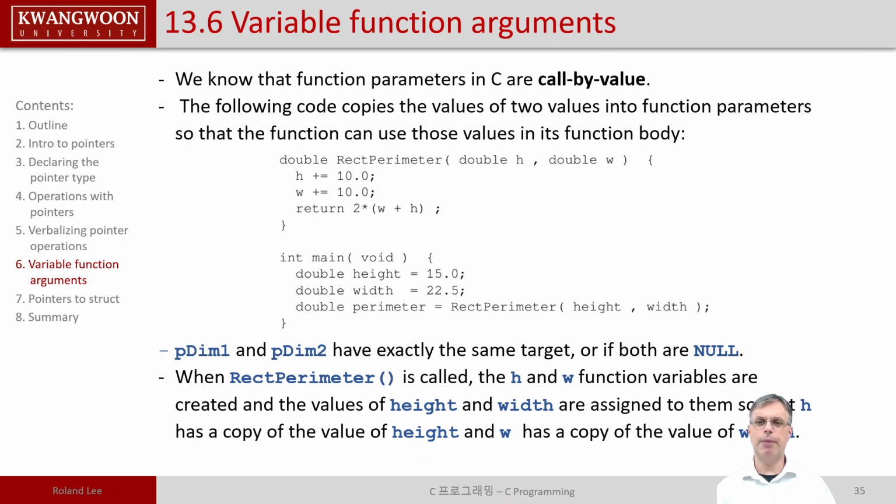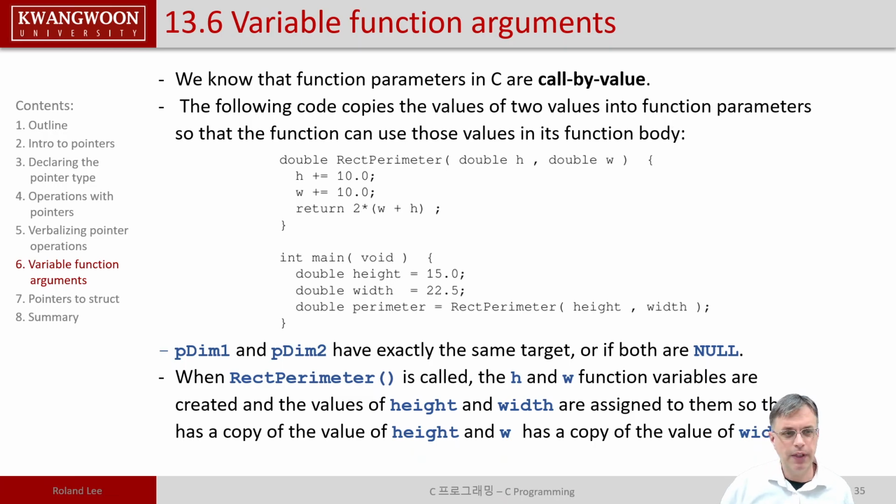As we saw in chapter 2, understanding program structure, function parameters in C are called by value. In other words, when a function is defined to take parameters, the values the function body receives through them are copies of the values given at the function call. The following code copies the values into function parameters so that the function can use those values in its function body.